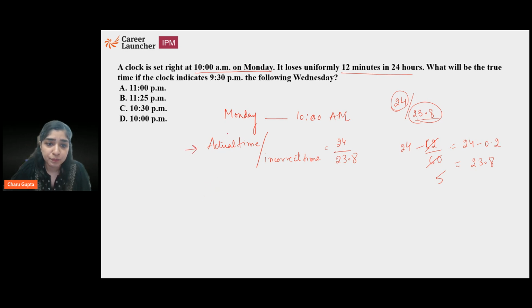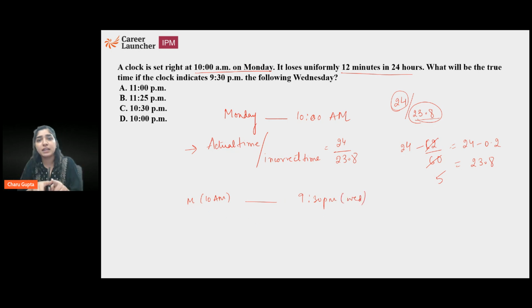From Monday 10 a.m., how many hours have passed till 9:30 p.m. on Wednesday? Consider the true time. So that is Monday 10 a.m. to 10 a.m. on Tuesday and 10 a.m. on Wednesday. That is your 24 plus 24 hours, plus how much time from 10 a.m. Wednesday to 9:30? It's 11 hours 30 minutes. So that is equal to 48 plus 11.5, which is 59.5.